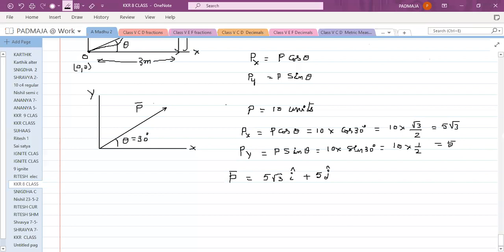Now, if I find the magnitude of the vector from this vector notation, again you will get the same value. The magnitude of p bar is equal to the square root of (5 root 3) whole square plus 5 square. 5 square is 25, root 3 whole square is 3. So 25 times 3 is 75, plus 5 square, 25. So 75 plus 25 is 100. Square root of 100 is 10.